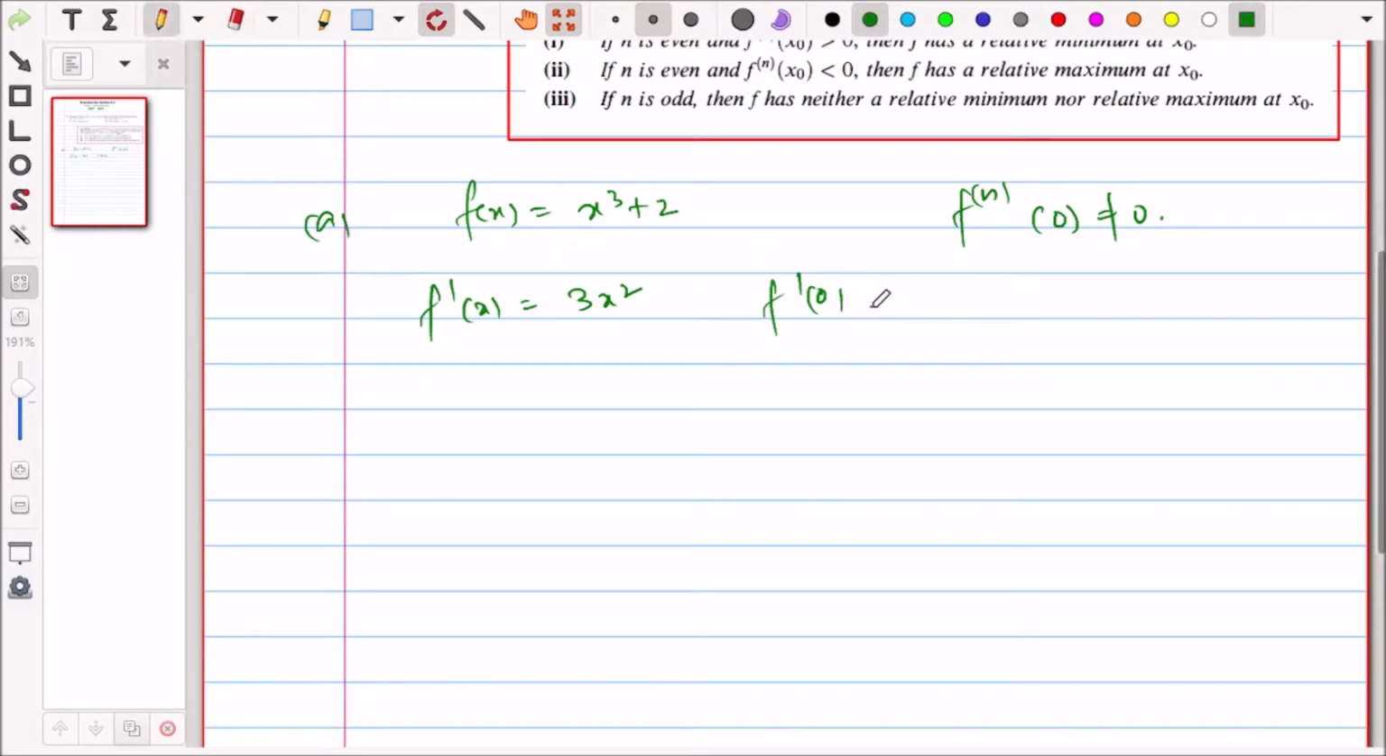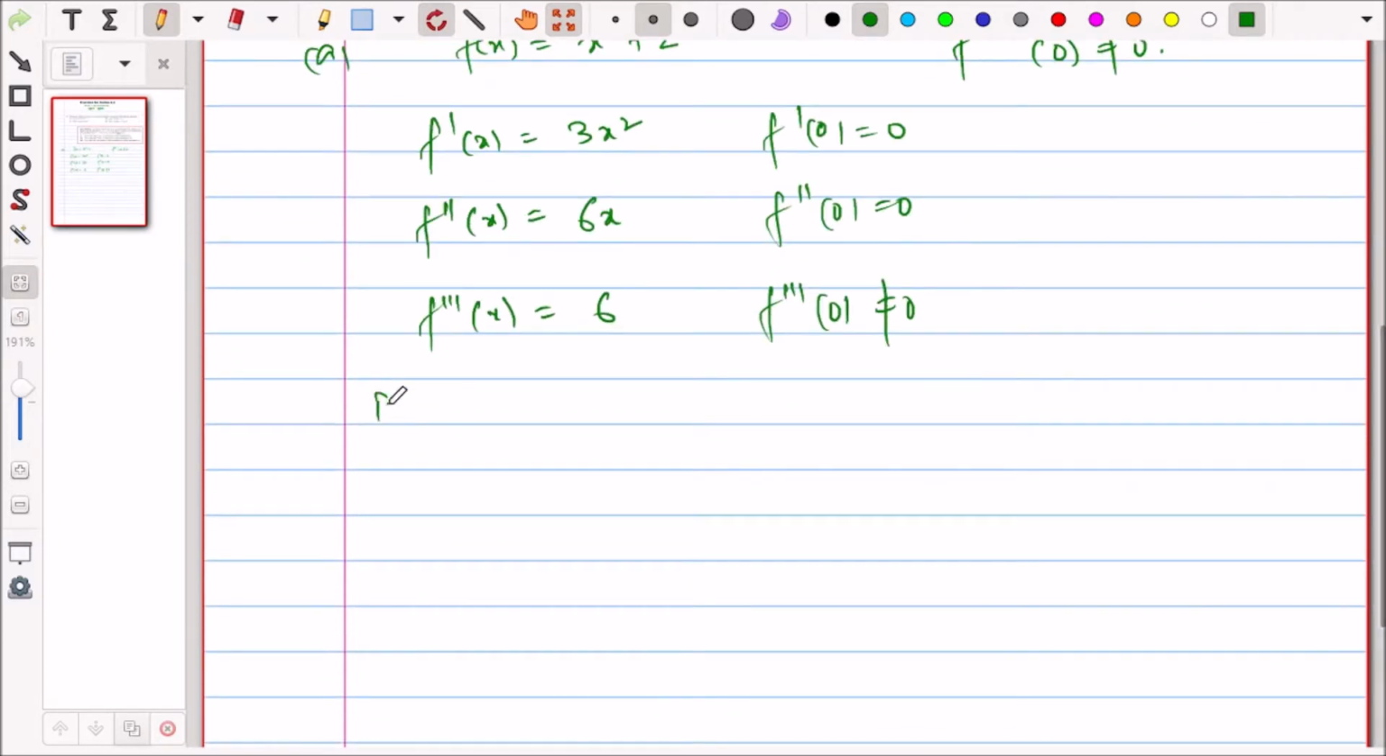So we will continue and find the second derivative, f double dash x, which is 6x, and f double dash 0 is also 0. So we'll find the third derivative. f triple dash x is 6. So f triple dash 0 is non-zero. So the smallest higher order derivative which is non-zero is the third derivative, and because it is odd, f has neither a relative minimum nor relative maximum at x equal to 0.